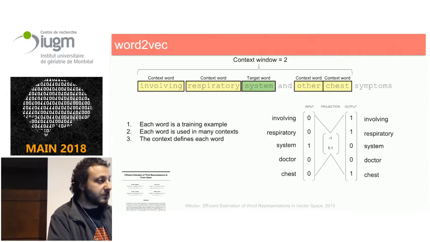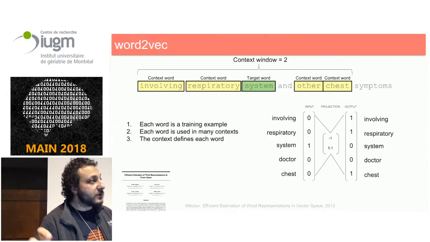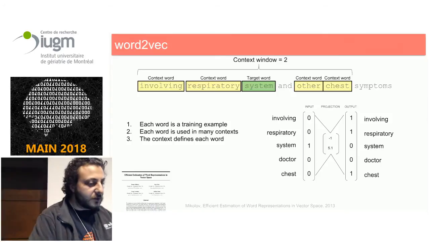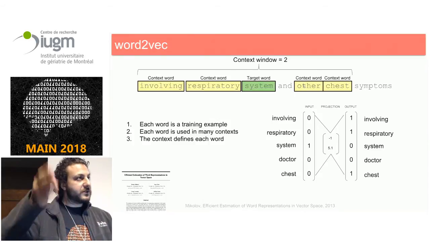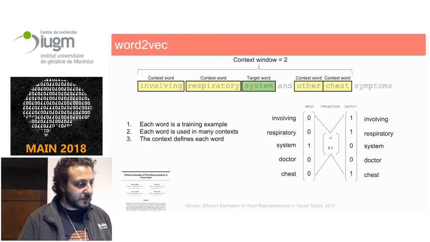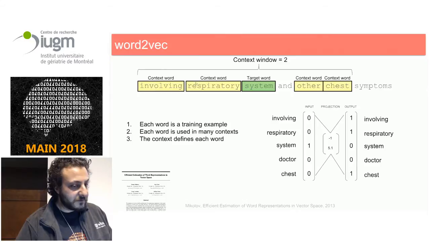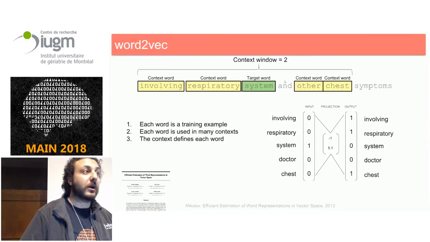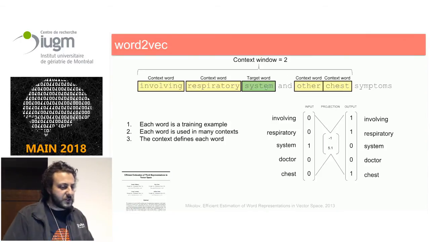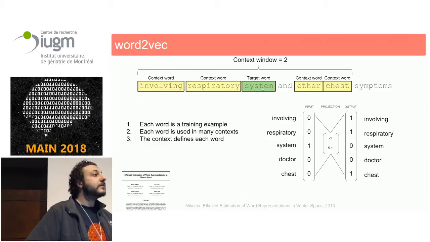So we have "system", and with a context window size of two, we'll include the words right beside it. So "respiratory" here and "other" are the first context size. Then we go all the way to two, so we'll also include "involving" and "chest". And we'll cut out "and", because it's a filler word that's not going to mean much to our context.